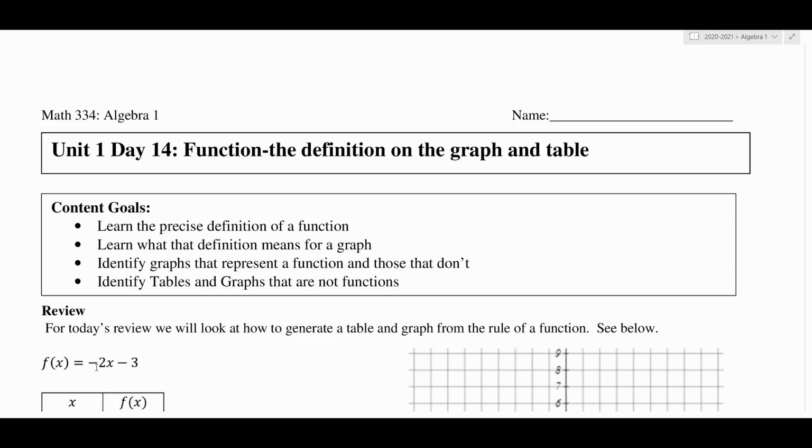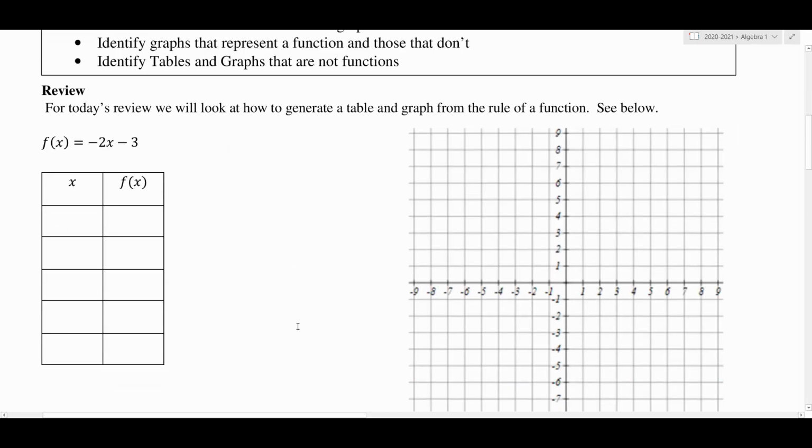All right. For today's review, we're just going to go over how to generate a table and a graph from the rule of a function. So that's where we will begin. Our goal with a problem like this is to take this rule that they give us, the function rule, and use it to generate a table here. And then once I have the table, I can take the points that I generate from the table and plot them on the graph. Okay.